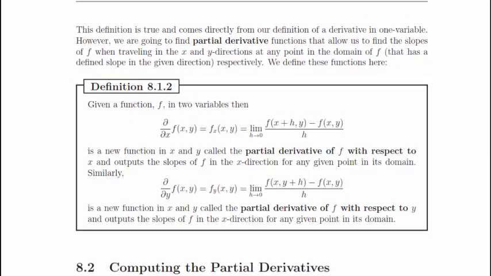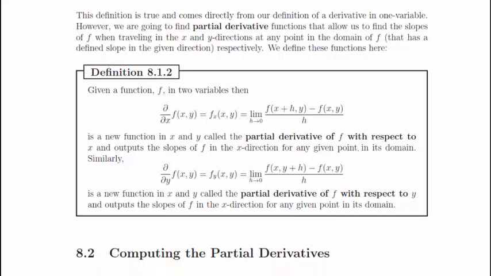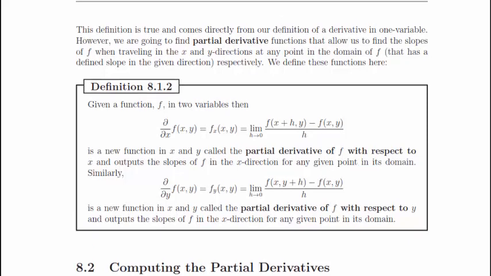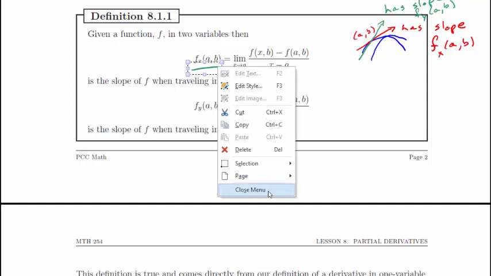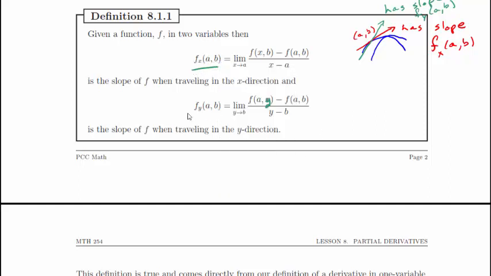So these definitions are great, they are true, they work, but they aren't very practical. So we're going to work our way down here and eventually get to how we're actually going to compute these partial derivatives. These up here essentially are our partial derivatives at the point (a, b). This is the partial derivative with respect to x, and this is the partial derivative of our function with respect to y.